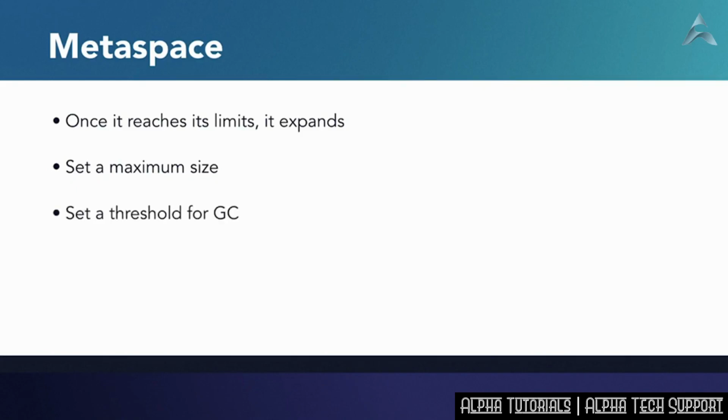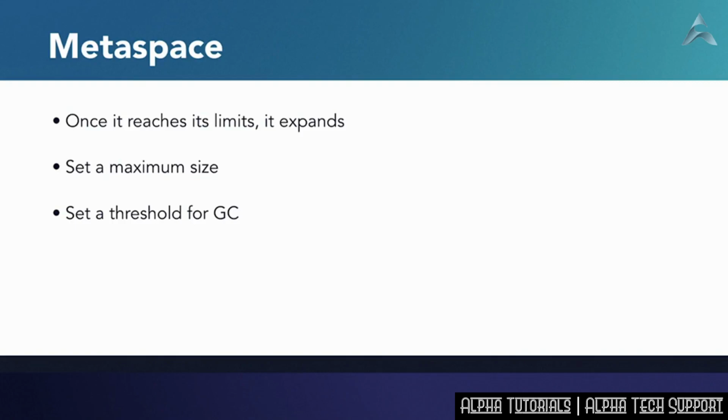We can also set a threshold for garbage collection. Remember that there were only two triggers that could trigger the garbage collection of the metaspace. One of them was the threshold, which we can set, and the other one is when it runs out of memory without the garbage collection. Setting the maximum size or the threshold doesn't mean that it's actually going to affect the startup metaspace available.